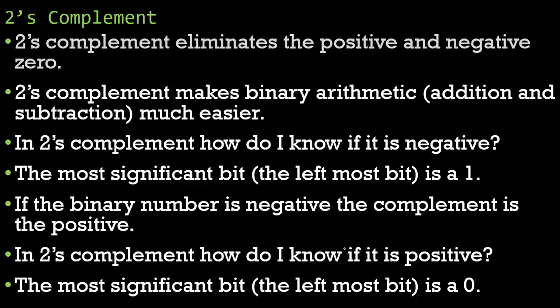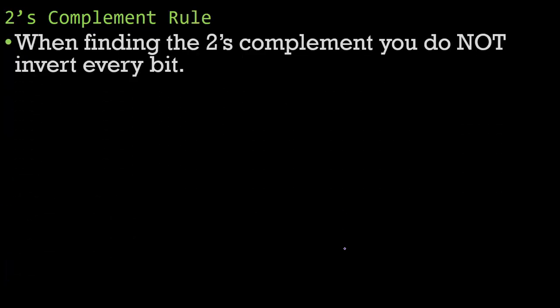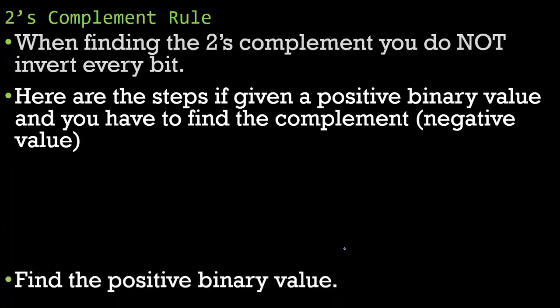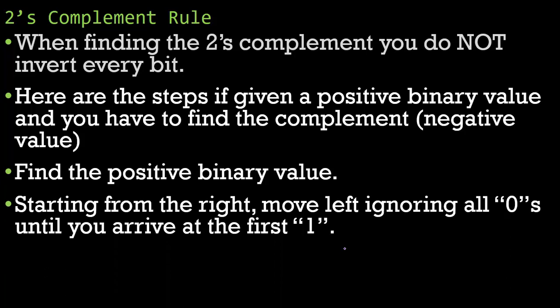Same rules apply here. The only difference is when you're converting. So when finding the 2's complement, you do not invert every single bit like you did in 1's complement. Here are the steps if given a positive binary value and you have to find the complement, which means you need to find the negative value. It's not difficult. Find the positive binary value. Once you find the positive binary value of the denary number, you're halfway done. The hard part's over.